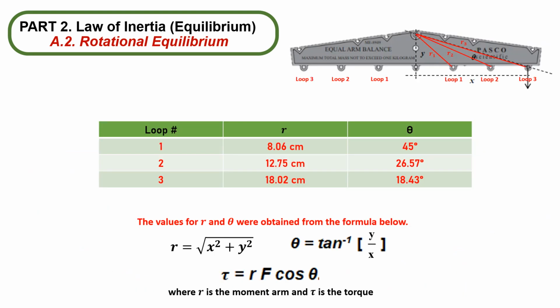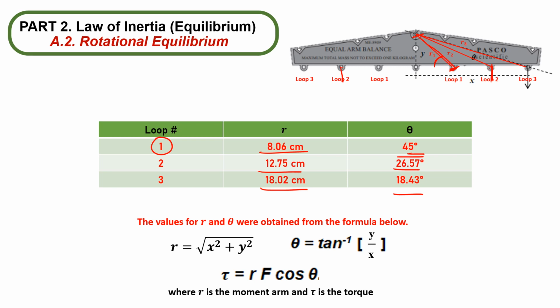We can see here the table showing the value of R and also the value of theta given the different loops. For loop number 1, the value of R is 8.06 and the angle is 45 degrees. So where is loop number 1? Loop number 1 is here. The length of this is equal to 8.06 centimeters, and the angle here is 45 degrees. For the second loop, the value of R is 12.75 and the angle is 26.57. For the third loop, 8.02 centimeters as the value of R, and for theta, that's 18.43 degrees.